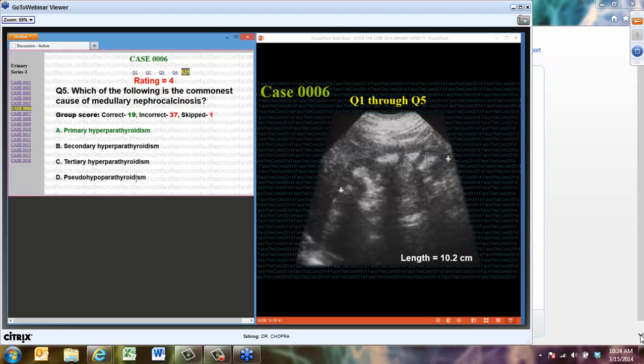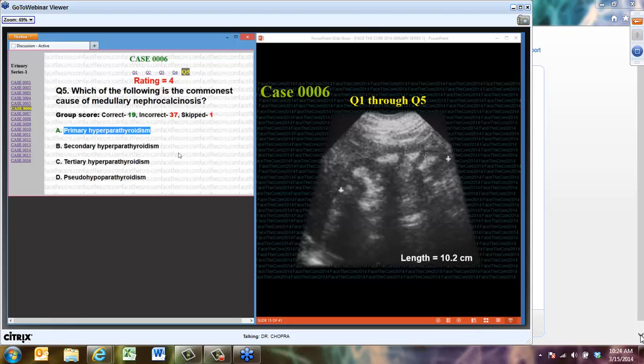And pseudohypoparathyroidism has nothing to do with blood serum calcium levels. That is the lack of sensitivity of the tissues to parathyroid hormones. So the correct answer, all of you should know it, is primary hyperparathyroidism.